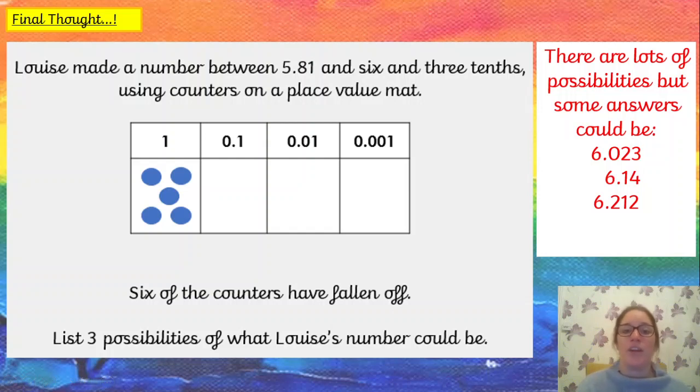If you've managed to find some numbers that are between 5.81 and 6.3, just by adding on 6 counters, then great job. Okay, because that takes some real good thinking, this one did. Okay, so brilliant job if you got that.